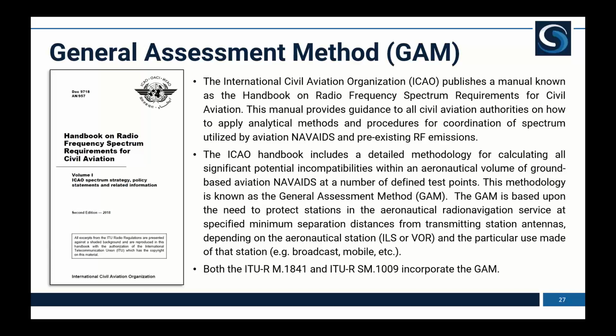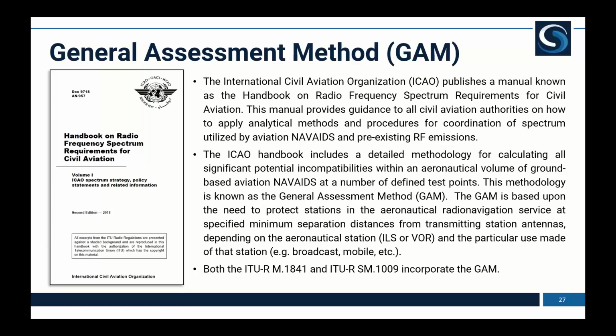The method that we're going to highlight today for modeling interference and performing frequency coordination between ground-based aviation NAVAIDS and other types of terrestrial communication systems is from a document known as the Handbook on Radio Frequency Spectrum Requirements for Civil Aviation. It's published by the International Civil Aviation Organization, also known as the ICAO, which I mentioned previously. And this manual provides guidance to all civil aviation authorities on how to apply analytical methods and procedures for coordination of spectrum utilized by aviation NAVAIDS in pre-existing RF emissions.